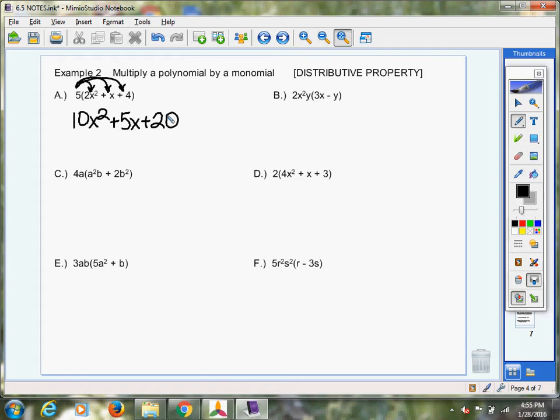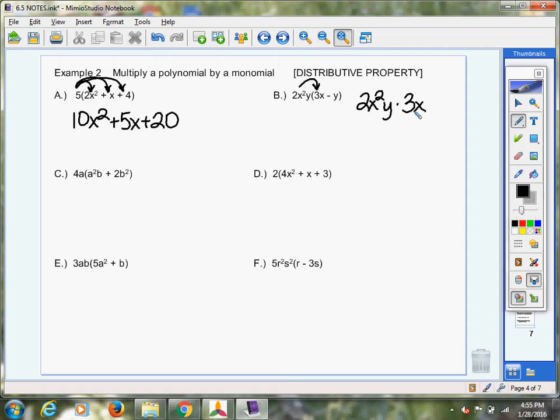Now let's look at letter B. We're getting a little bit more interesting here, okay? When you multiply, if you have a coefficient, you're going to multiply it to another coefficient, and that's it. If you have an x, you're going to multiply it to another x, and then same thing with the y. So as we look at this, we're going to multiply 2x squared y times 3x, okay? Now if you kind of separated it out away from the pack here, there you go. That's what it would look like.